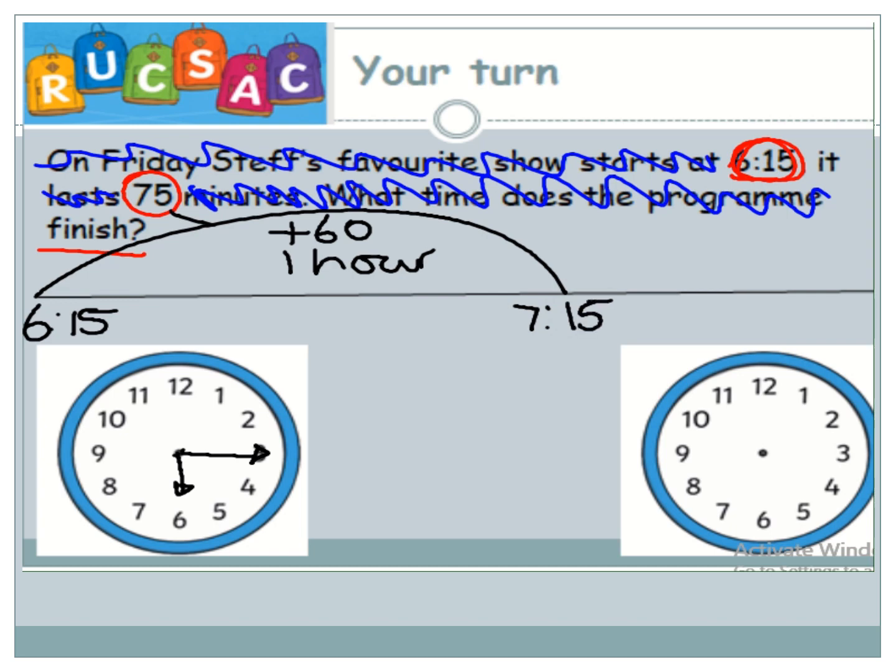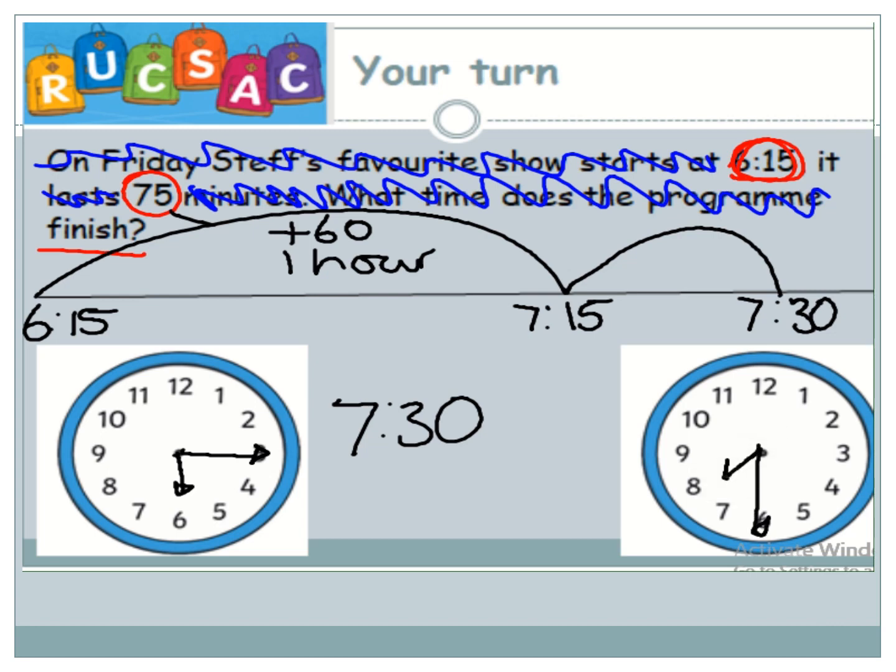What's the difference between 60 and 75? That's 15. So it's 15 more minutes to jump. That means it's going to be 7:30. So Steph's programme finishes at 7:30. We're going to draw our minute hand to the 6 and the hour hand just past the 7 because it hasn't quite got to the 8 yet. Well done if you got that correct.